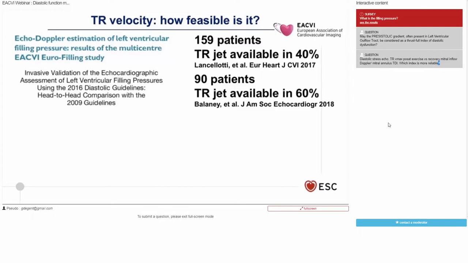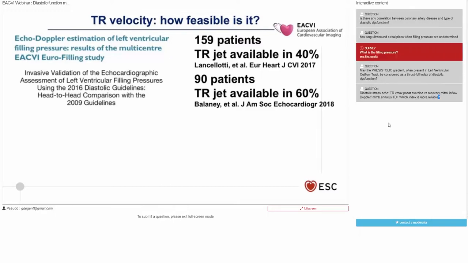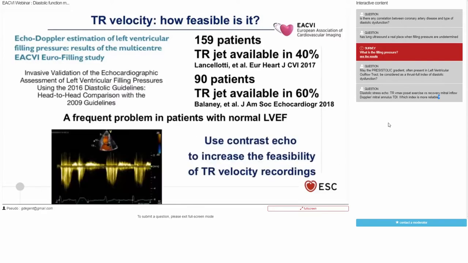Both were published in the last couple of years, and both were trying to assess the accuracy of the proposed algorithm. But I will just point out that TR jet was measurable in only 40% of the European study, in only 60% of the American study. And in fact, measuring TR velocity is a frequent problem, especially in patients with normal ejection fraction. The guidelines recommend us to use contrast echo in the form of agitated saline in order to increase the feasibility of TR velocity recordings. However, I doubt that many labs do this measurement routinely because it's a bit cumbersome and you need the IV line and you need to inject saline and so on and so forth. So this is something to remember.